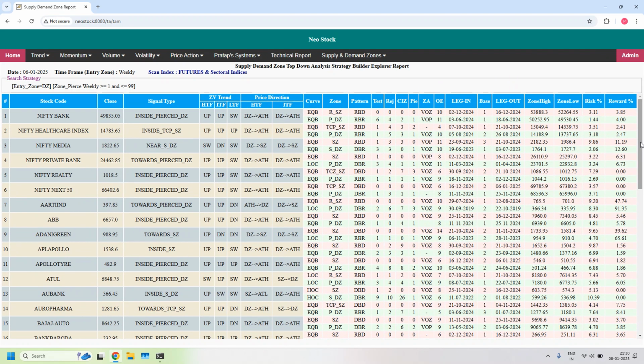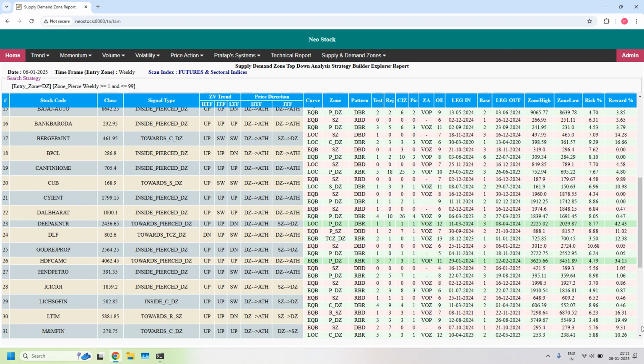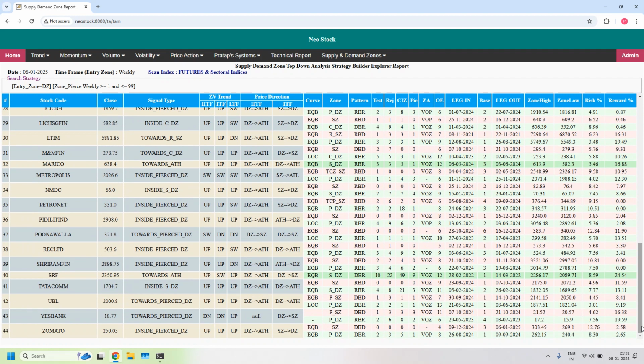Now 44. All these 44 demand zones are pierced. Weekly demand zones. Okay, I am scrolling the list down for your reference, because later on we will further reduce this list based on EMA Confluence. For using this list, you can identify traps, LTF zones, or any stocks having new order flows.